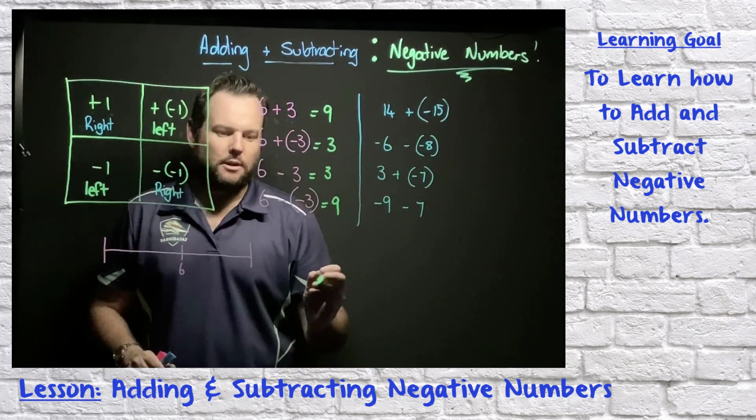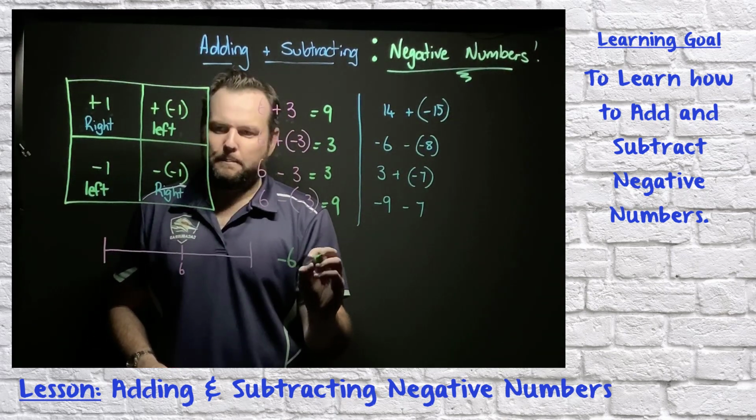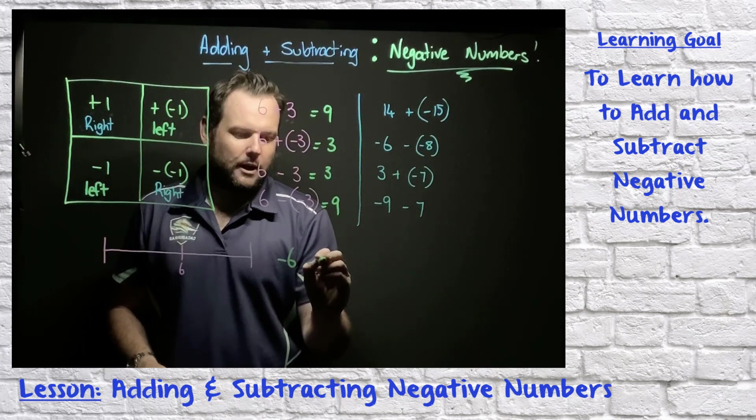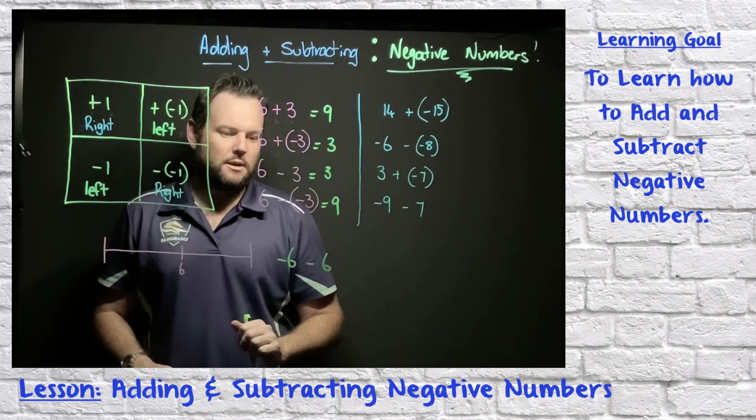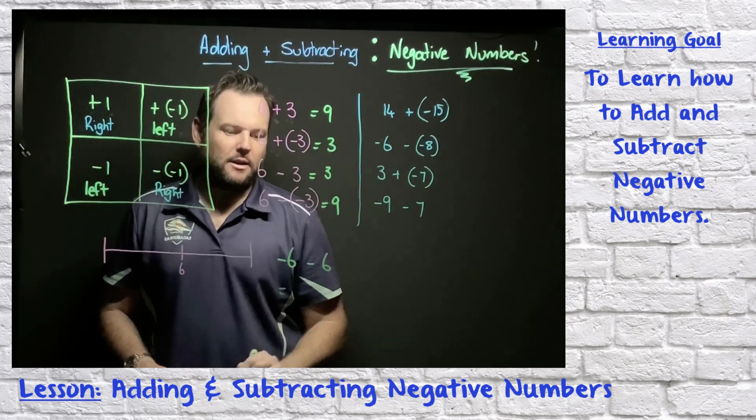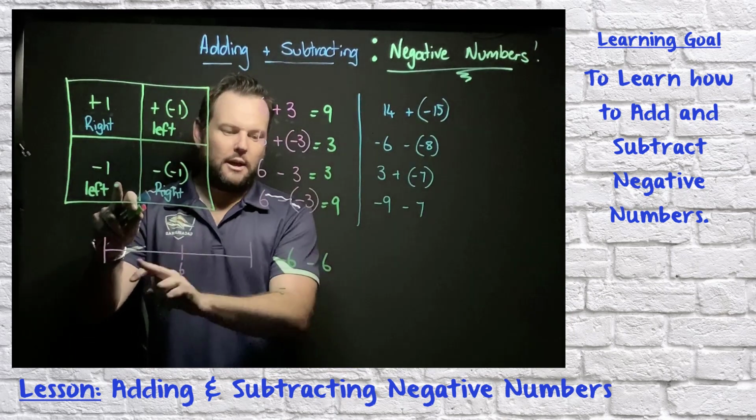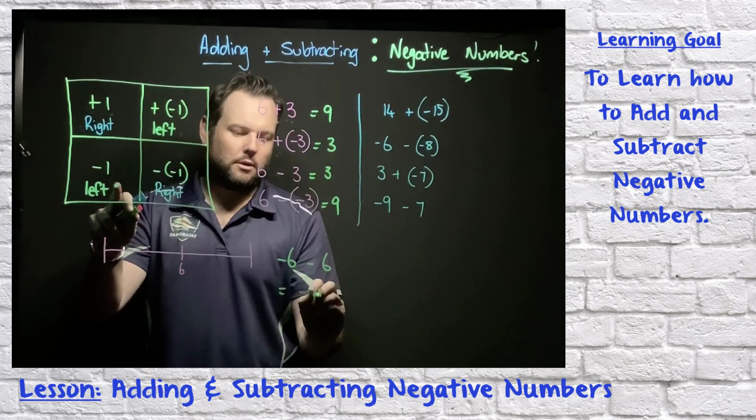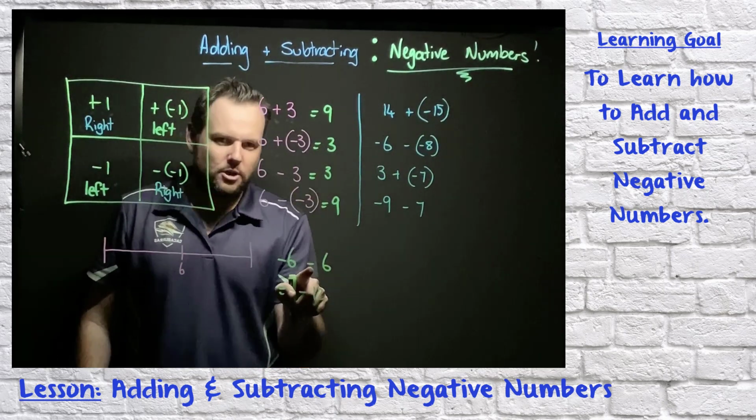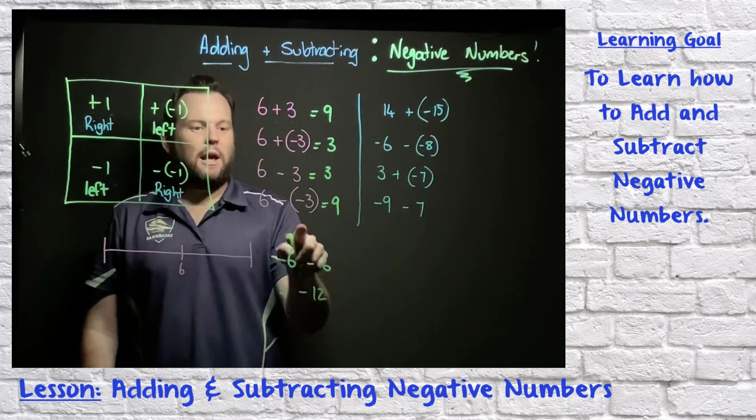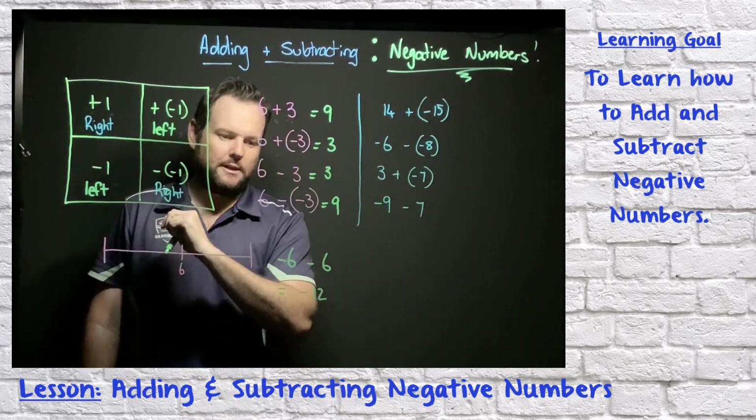Likewise, I can have a question that looks like this. Negative 6 take away 6, I've got 2 negatives. Yet my answer for that, when I take away a negative, I move left on the number line and I end up at negative 12. When I have a negative operation, so a subtraction sign, and also a negative number, then it equals a positive.